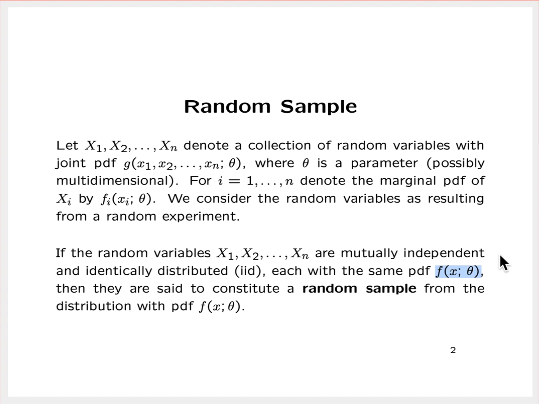And so when the random experiment is conducted in such a way that the random variables x1 through x sub n are mutually independent and identically distributed, and again, what that means is they all have the same marginal PDF, then this collection of random variables is called a random sample. So that's what's meant when we say that we've got a random sample of size n. We have a collection of random variables of size n that are mutually independent and identically distributed.